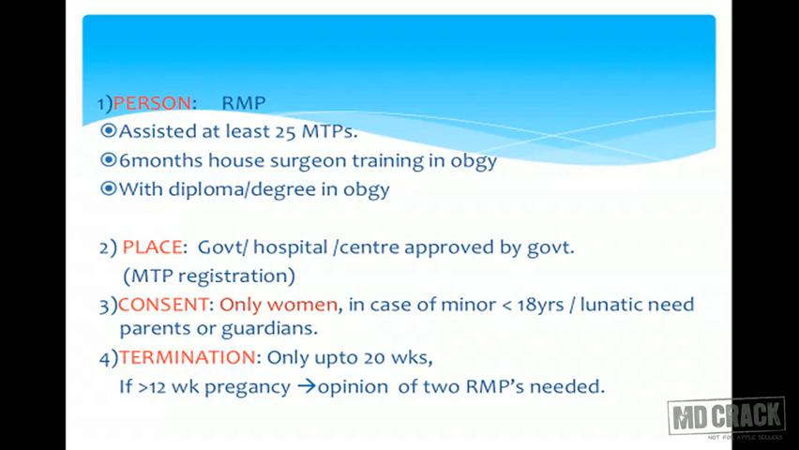He must have assisted at least 25 MTPs or had 6 months of house surgeon training in OBGY, or he can be a person with a diploma or degree in OBGY. The place can be a government hospital, a private hospital, or any center approved by the government. That center should have an MTP registration number.